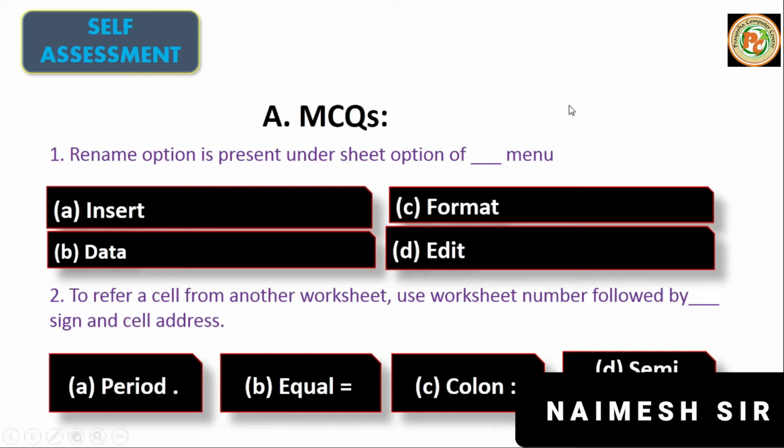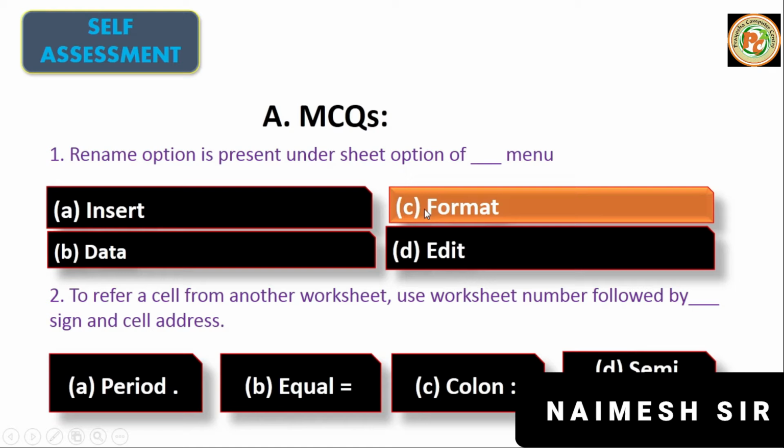Okay. First, the rename option is present under the sheet option of the dash menu. So what is the answer? The rename option is present under the dash, so the answer is the format option. To refer to a cell from another worksheet, use the worksheet name followed by a dash sign and the cell address, so it is called the period sign. Okay, full stop we can say.